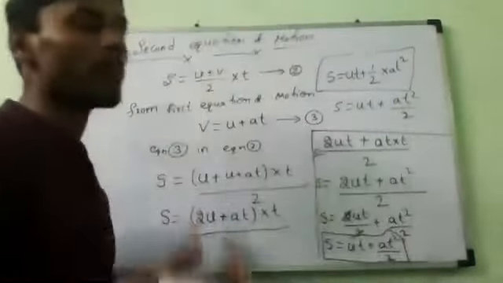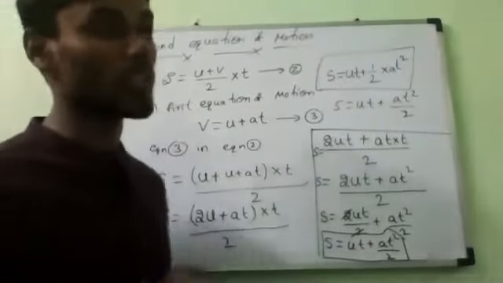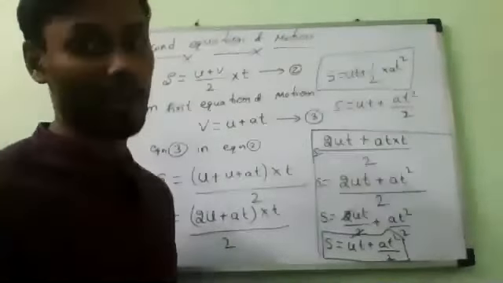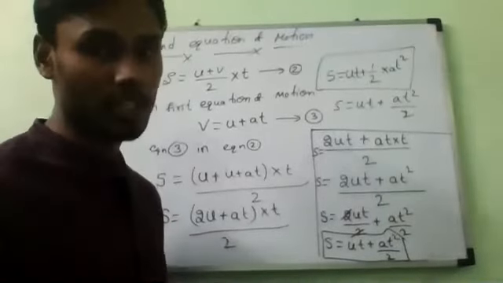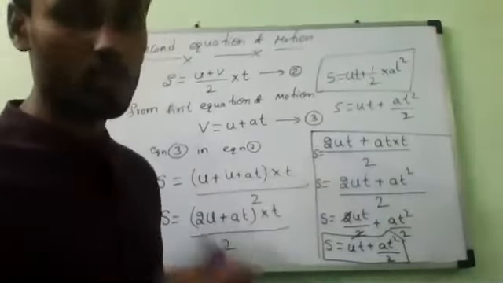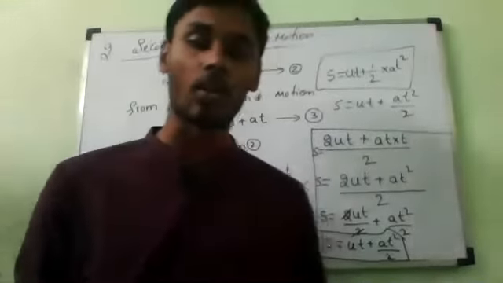But people write S equals UT plus half AT square because they say it is good for pronunciation. That is why they use it. But you can write AT square by 2 also, the meaning is the same. Yes or no?